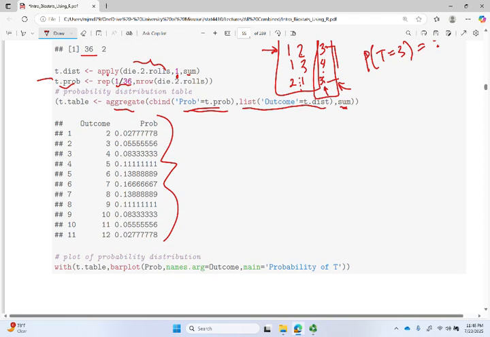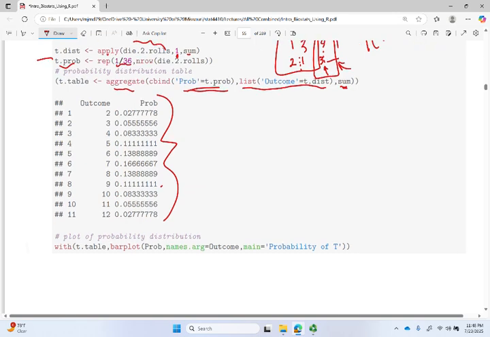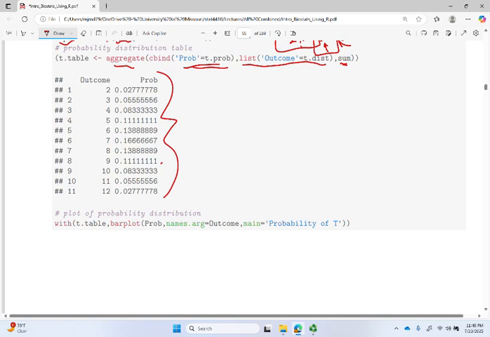There's a 0.028 probability of a 2. There's a 0.111 of rolling a 9, and that's it. That we could call f of t, or the probability. Oh, that's a t, not an x.